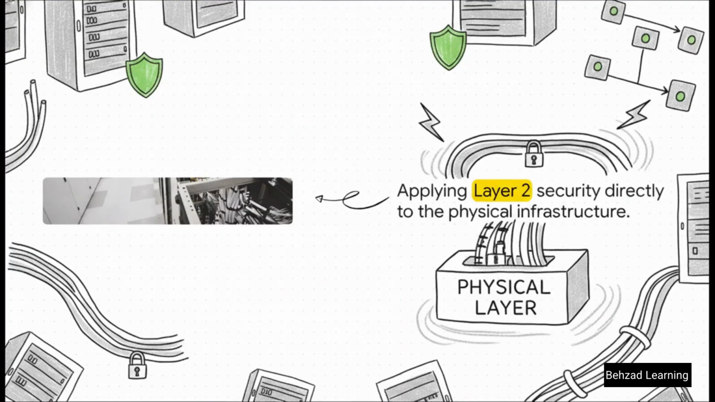Let's bridge the gap from theory to practice here. It's one thing to talk about a bouncer analogy, but let's see how we actually tell our Layer 2 switches to enforce these rules. Seeing server racks and dense bundles of cables like this really reminds us of an important reality. Applying this Layer 2 security happens right at the physical infrastructure level.